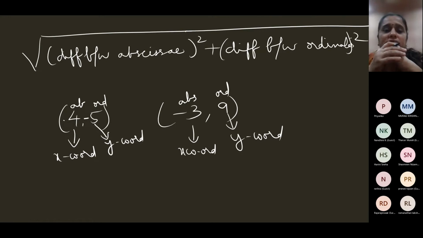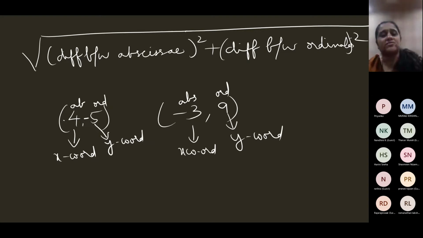Abscissa, ordinate. X, y. So when we say abscissa, it is plural, like you say amoeba, amoebae. Abscissae is plural. Ordinates, plural. So the difference between abscissae, the whole square.